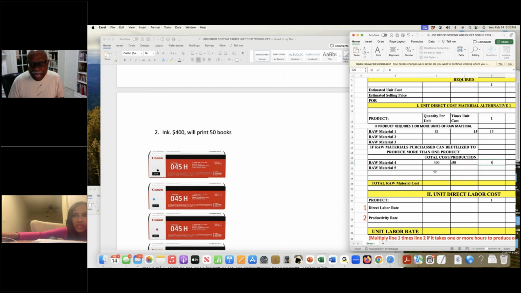The unit cost, so I come up with my total cost, 400. I divide it by 50, the number of books that can be produced, so I get an $8 cost. So when you're working the problem, you have to determine whether your raw material comes in the 1, 2, or 3 category or the 4 or 5 category. And so when I add these together, 15 and 8, my total is what?